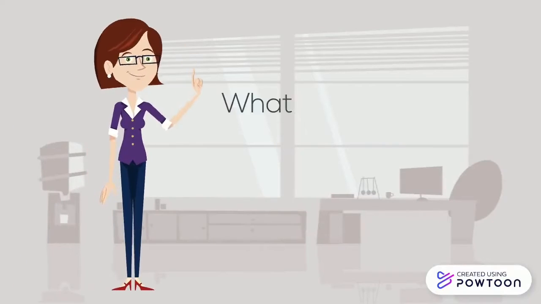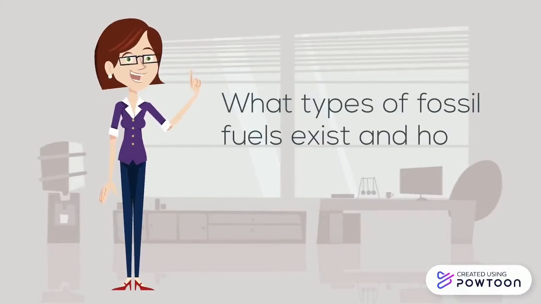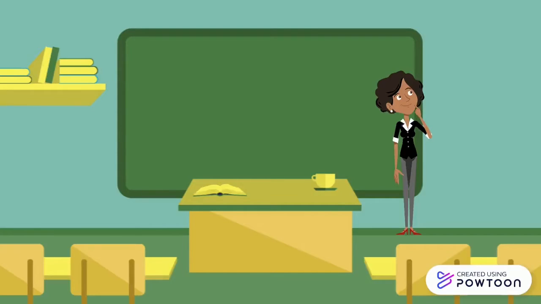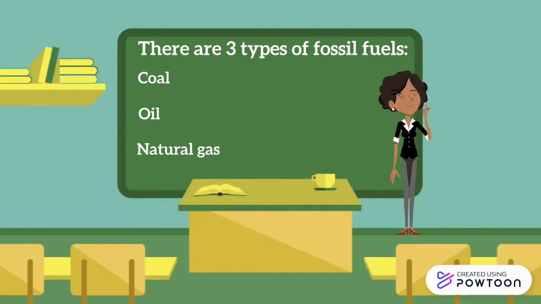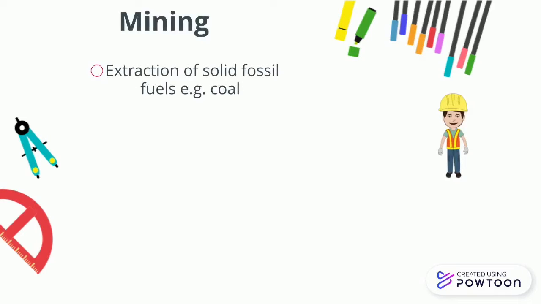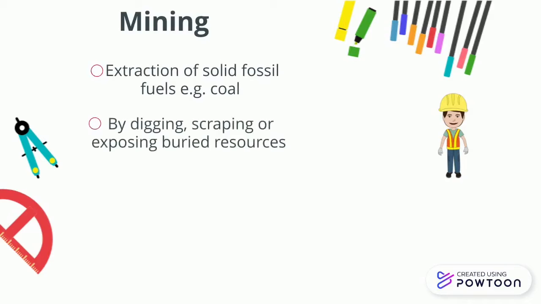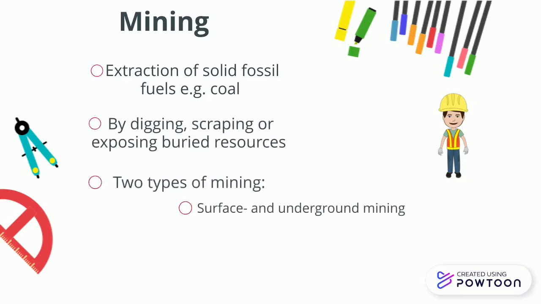What types of fossil fuels exist and how are they sourced? Basically, there are three different types of fossil fuels: coal, oil, and natural gas. There are two main methods that can be used to extract fossil fuels from the ground. One of them is mining. Mining is a method that is used to extract solid fossil fuels, such as coal, by digging, scraping, or otherwise exposing buried resources. The mining method is again subdivided into two different types: surface and underground mining.